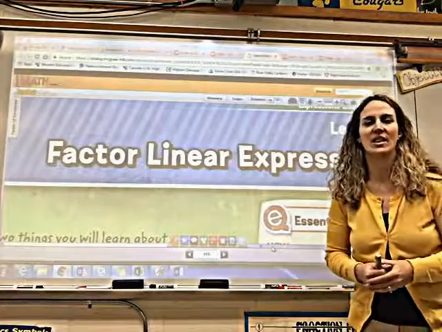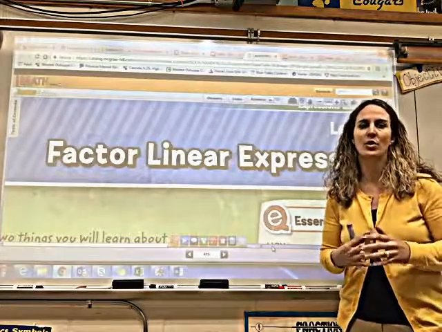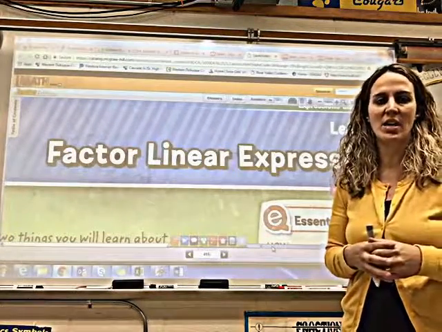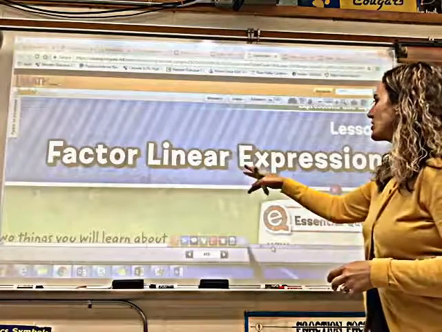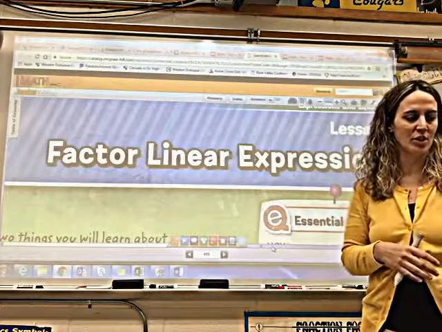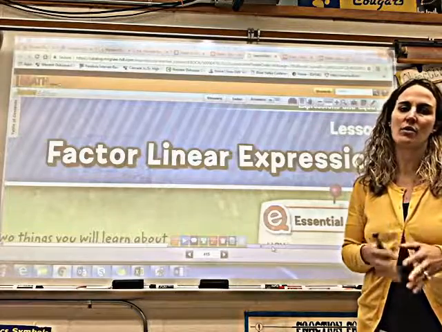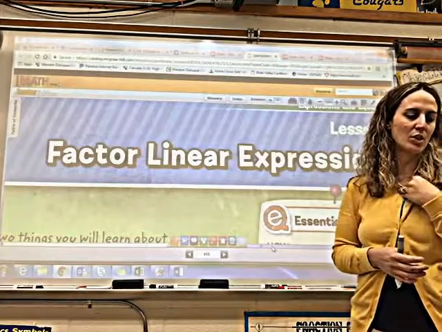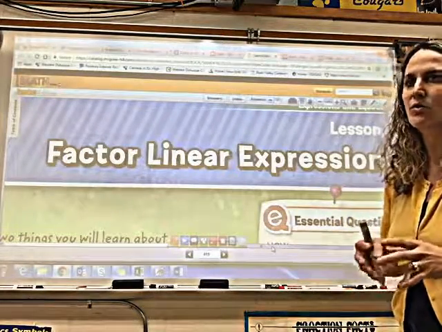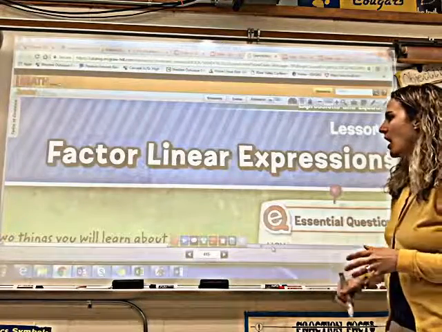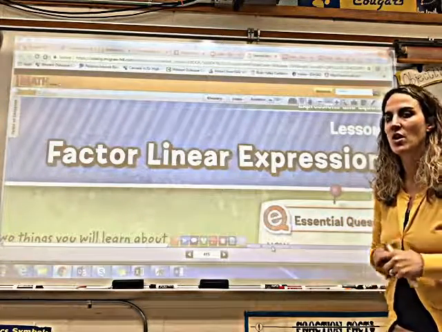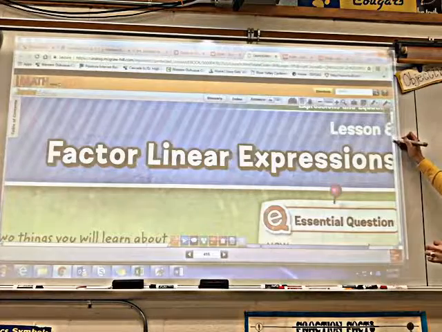Go ahead and take a look at lesson 8 of chapter 5, which is going to be the last lesson that we have in this chapter. Our focus today is going to be on factoring linear expressions, okay? And so the overall objective is going to be to use properties of mathematics to factor linear expressions. The big property that we're going to be focusing on is going to be the distributive property, okay?